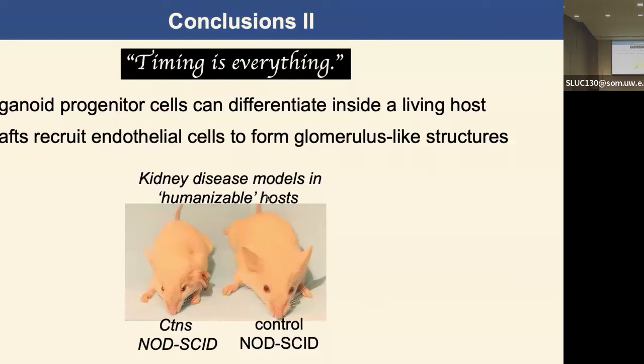And one of the future directions that we're working on is creating humanizable hosts that have kidney diseases. And this is one example. So these are mice that have to be immunodeficient, otherwise they would not tolerate human cells. So these are mice that we've created on an immunodeficient background that have mutations in CTNS, which are the cause of cystinosis in humans. And we have a grant now to implant these types of cells inside the cystinotic mice and see if they can rescue any of the function that is missing in these animals.